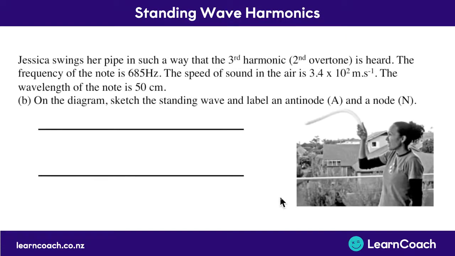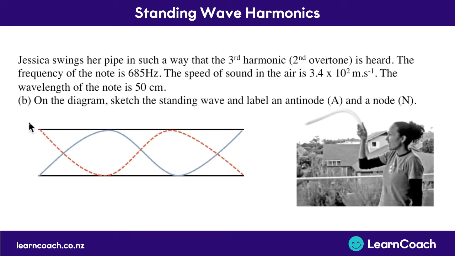In part B, they want us to sketch this standing wave, that's the second overtone or the third harmonic, and label an antinode and a node. So the most basic wave just has 2 antinodes, one at each end, and 1 node in the middle. So we want to go 2 more complex than that.